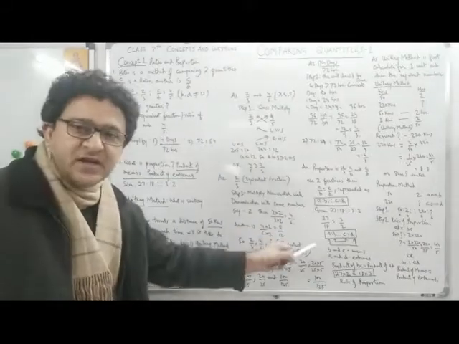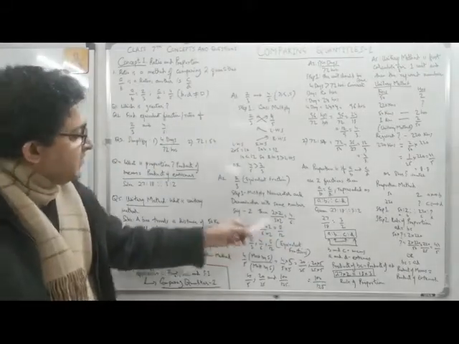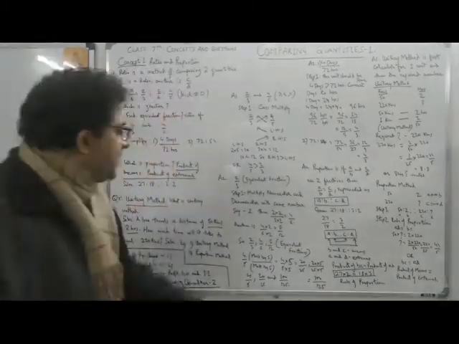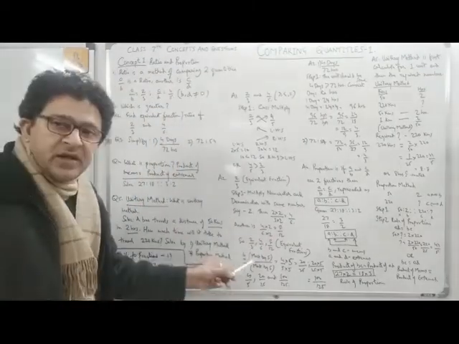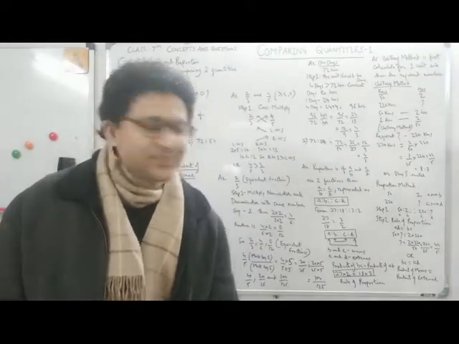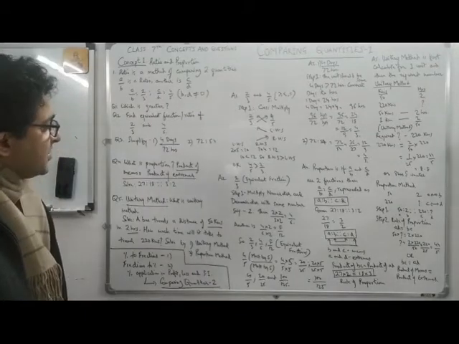Suppose we get 4 by 6. Then again we multiply by 2, both the same way, numerator and denominator. We get 8 by 12. So we get 2 by 3, 4 by 6 and 8 by 12 as equivalent fractions. Okay, clear? Now another question.